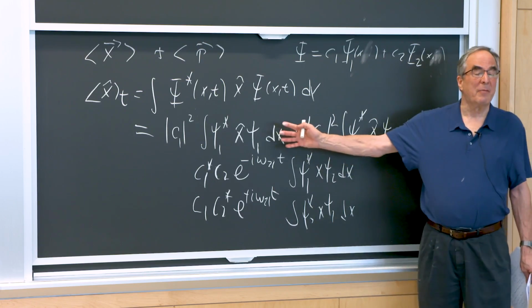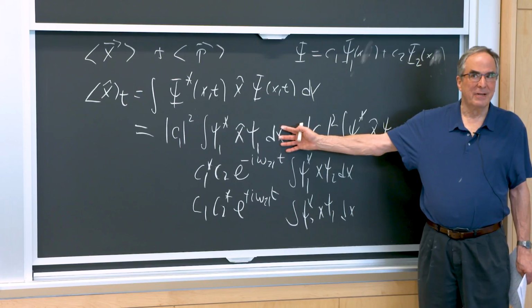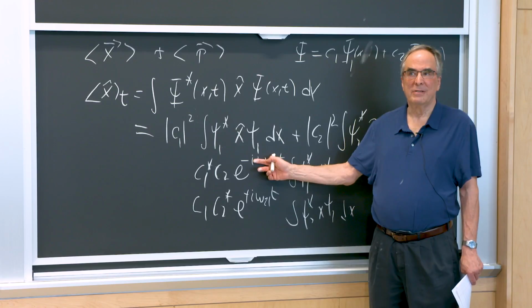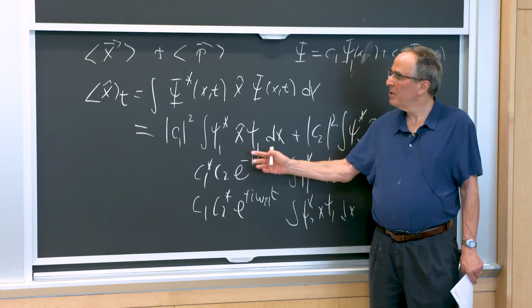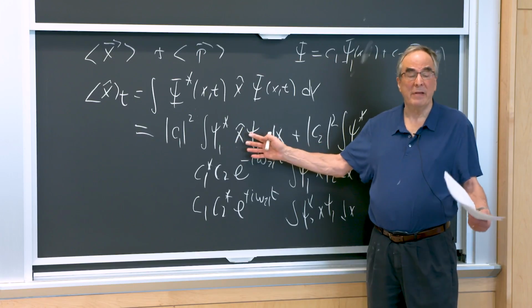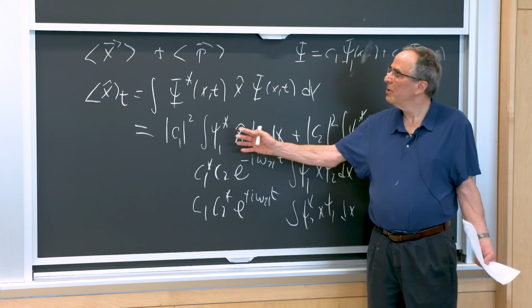Now, we're talking about the harmonic oscillator. This integral is 0, because x is a plus a dagger. The selection rule is delta v of plus and minus 1. So this one is 0.